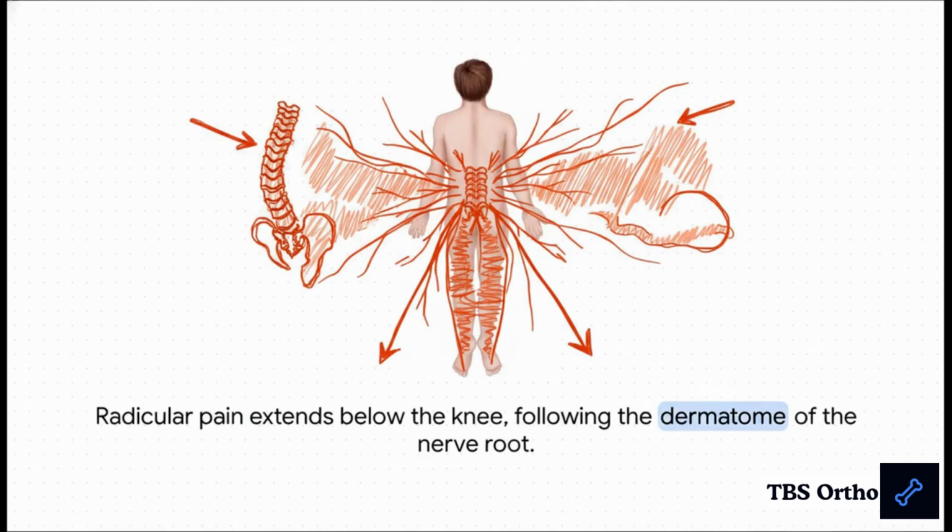This is what we're looking for. Radicular pain isn't just back pain that goes down the leg. It's specific. It travels, usually past the knee, and it maps out a very distinct dermatome. Nailing this pattern is absolutely critical for figuring out which nerve root is in trouble.